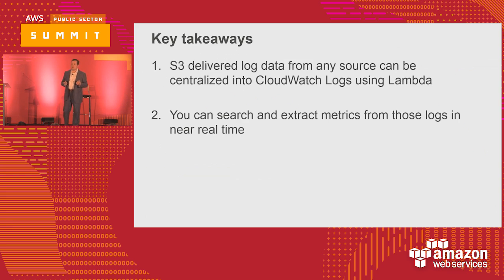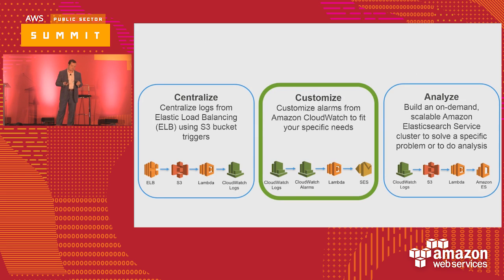And so just some key takeaways here. Anything in S3 can be streamed into CloudWatch logs. So it doesn't have to be an ELB log. It could be a CloudFront log. It could be anything in general that gets sent to an S3 bucket. And it's pretty easy to send things to S3 in general. And then you can search and extract metrics from those logs in near real time. So it doesn't take a long time for something to show up in CloudWatch logs.